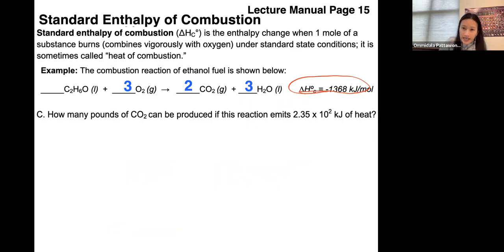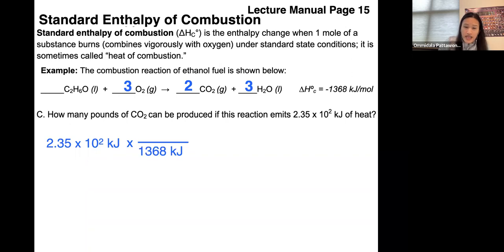You can also use this heat to calculate the amount of substance. For example, in this case, if it's giving you 235 kilojoule of heat, how can we know how many pounds of carbon dioxide can be produced? You can do that as well. So you are going to use 235 kilojoule and convert that into mole. We know that every 1,368 kilojoule is going to require 1 mole of ethanol. And we know that every 1 mole of ethanol is going to produce 2 mole of carbon dioxide.